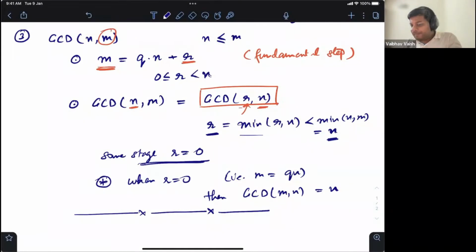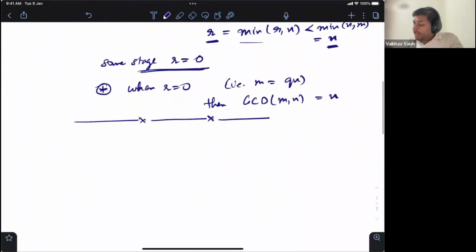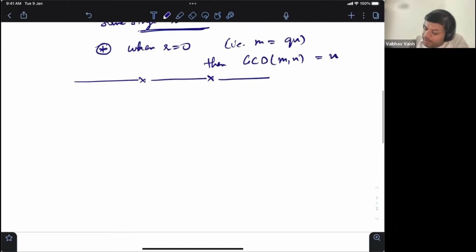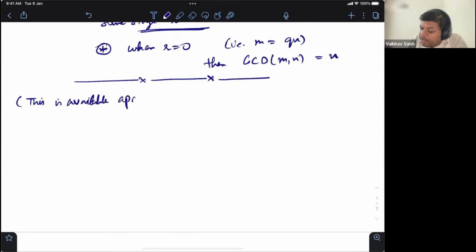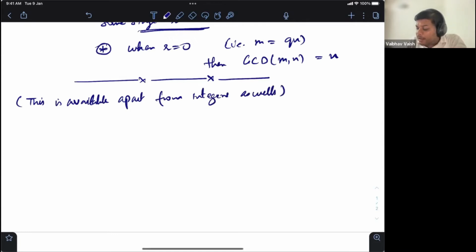Well, this algorithm has a lot of theoretical consequences and is available in more situations than the ones we just encountered. So first of all, this is available apart from integers as well, in situations apart from integers. So, an example.